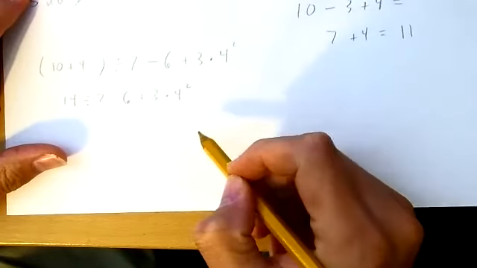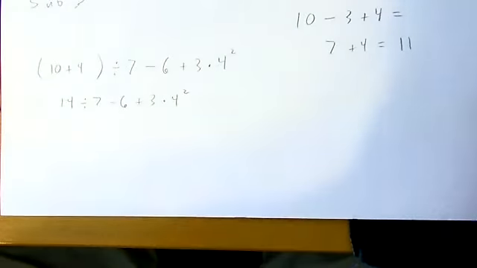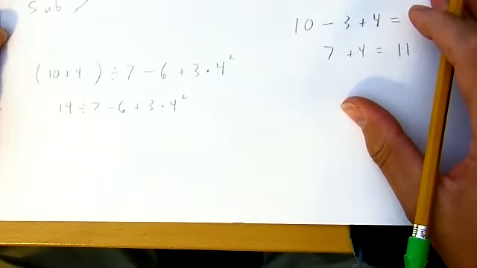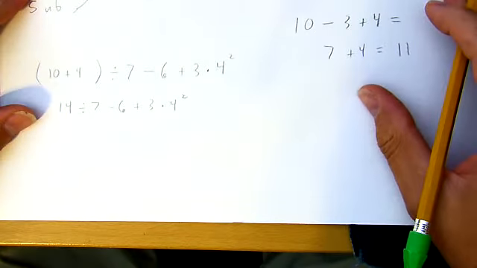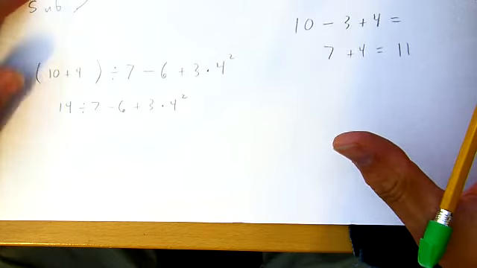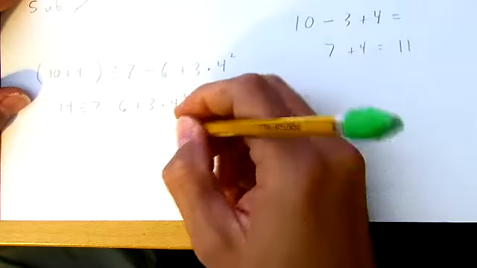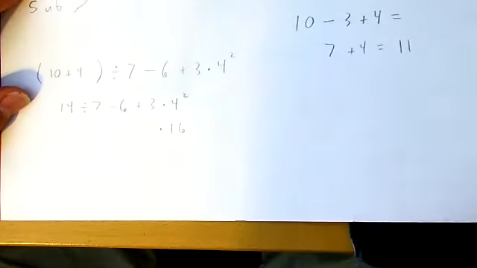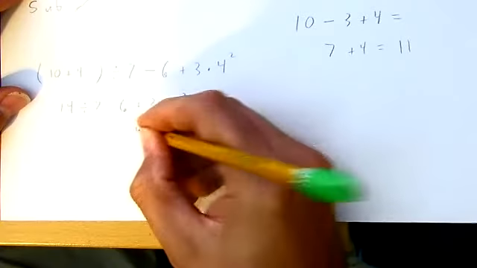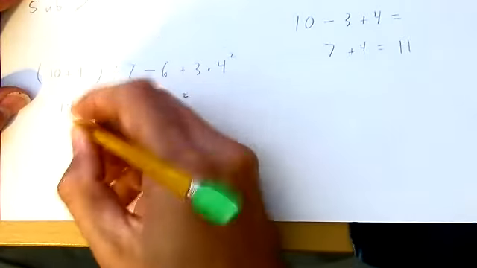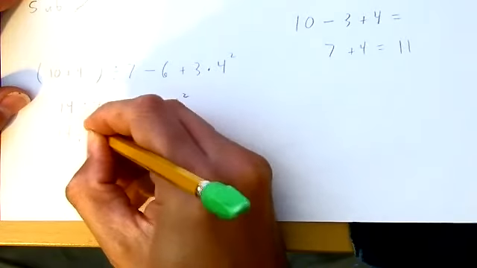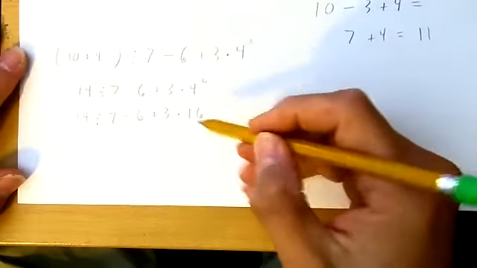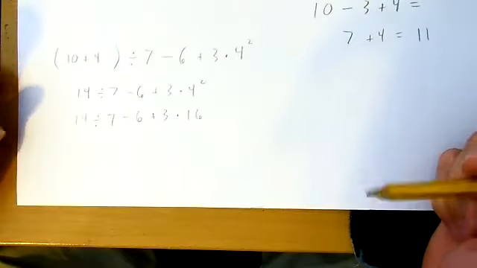So 4 squared. Now, if you haven't watched my exponent video, you need to go watch that, and it will help you with PEMDAS quite a bit, because I'm not going to spend time doing exponents since there's a whole video about them. But that means 4 times 4, which is 16. Then I'm going to bring everything down exactly how it's written. So the only thing that changed there is 4 squared turned into 16.